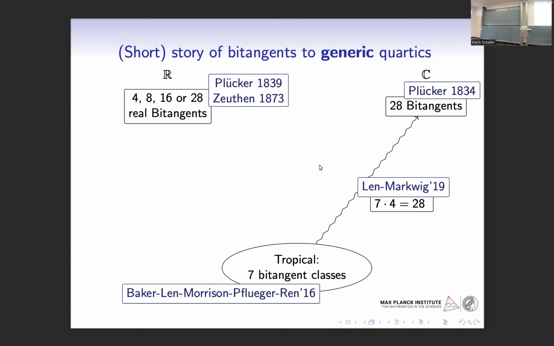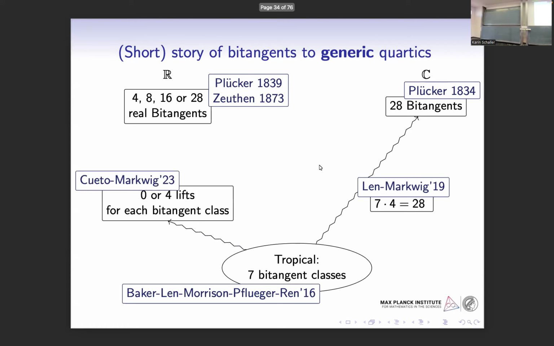So the story on the real side is the paper by Andrés and Hannah. On the real side, they determined lifting conditions over the real numbers, and they see that for each of these conditions, if it's satisfied, the class lifts 4 times over the real numbers. If it's not satisfied, it doesn't lift at all. The 0 or 4 is very similar to the 0 or 8 that we've seen in Andrés's talk for the tritangents.